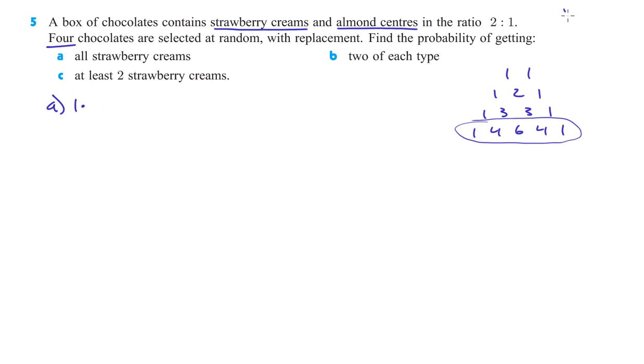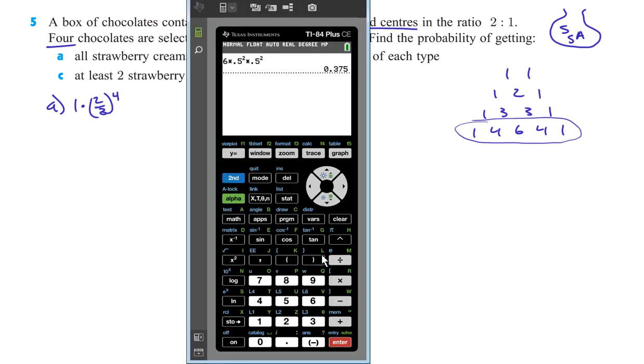So let's say if there's a bag, to make it really simple for us, we'll have 2 strawberry creams and 1 almond center, right? So the probability of picking a strawberry cream is 2/3, and that is all 4 of them, right? So that's going to just be 1 times 2/3 to the 4th power.